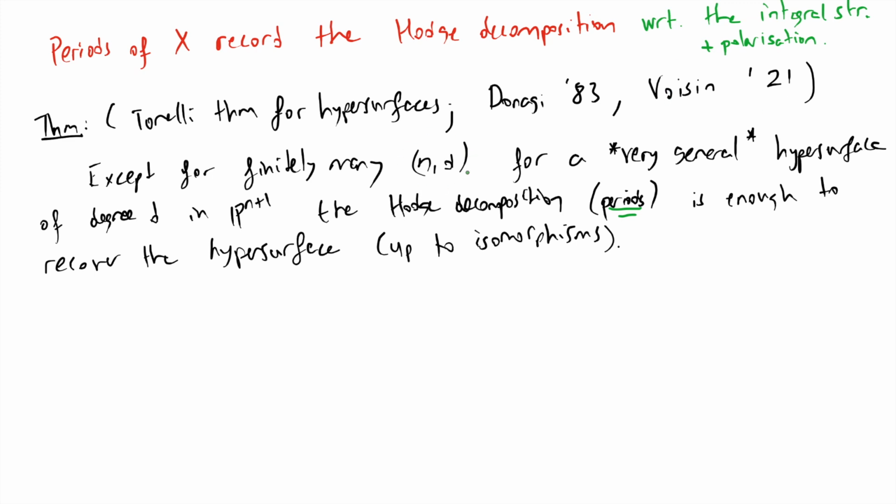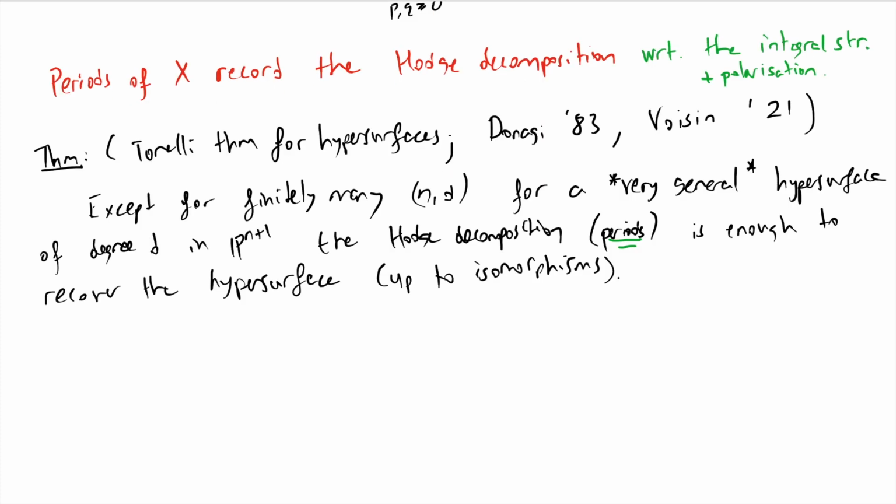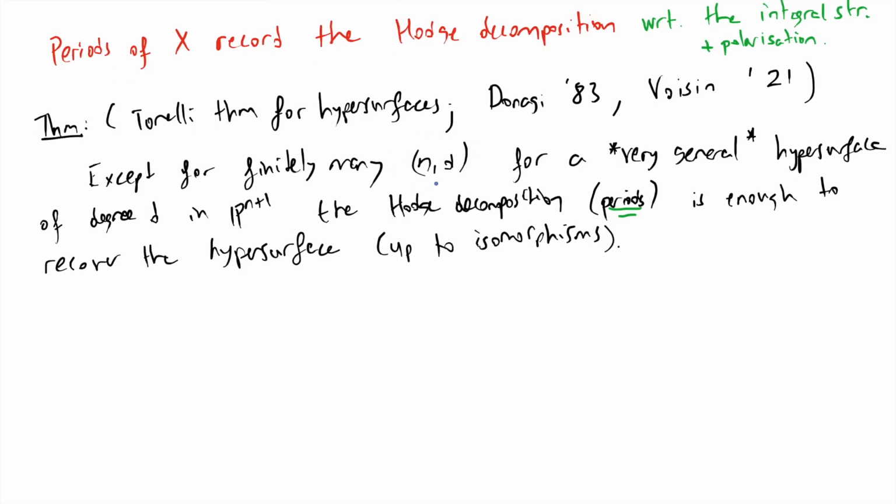She also gives the full list of exceptions. Let me just give the few low-dimensional exceptions, just to show you that, in fact, there aren't many exceptions. So n equals 1, which means for curves, we know there are no exceptions.